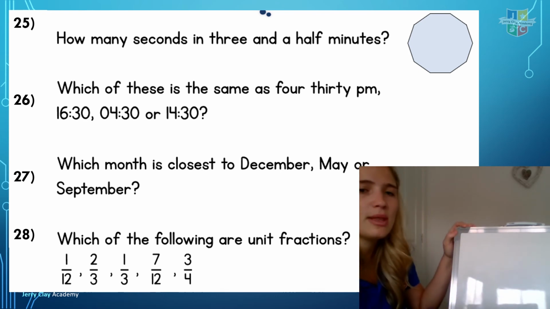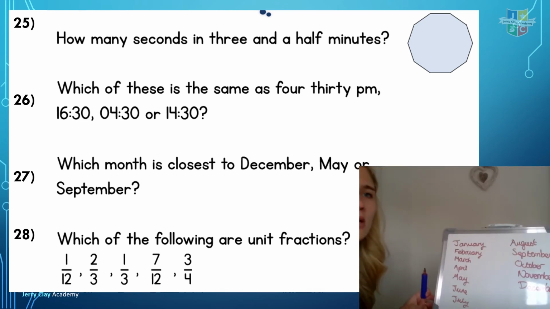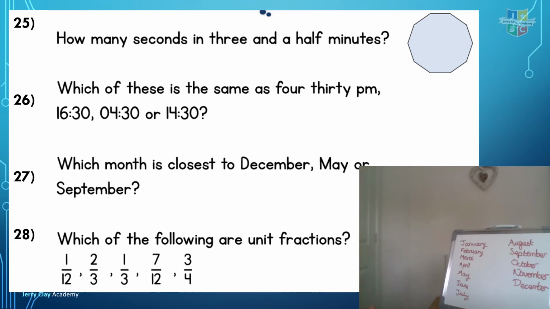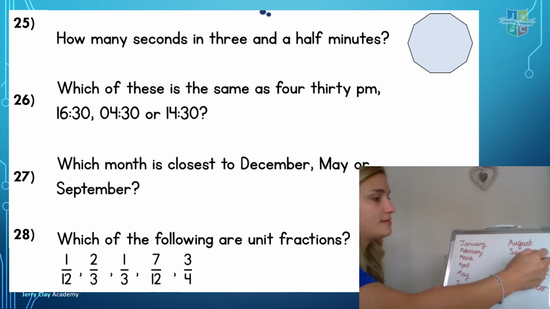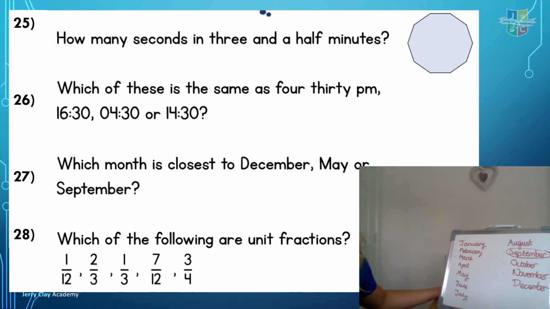Which is the closest month? Well, if I write mine down quickly. So I've written down all of my months of the year. Now if I'm starting from December, I want to see which is closest. So if I go to September, if I go to May, December, so we've got January, February, March, April, May. So I've got 1, 2, 3, 4, 5 to get to May. If I'm at December, I can go backwards till I get to September. November, October, September is only 3, so you should have said that September is closest.